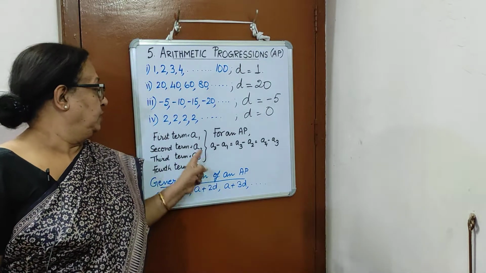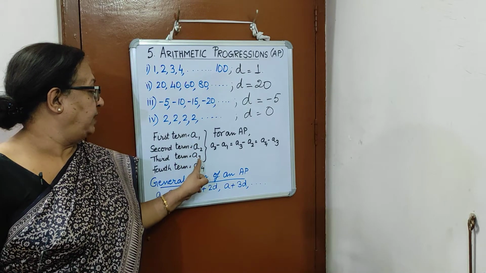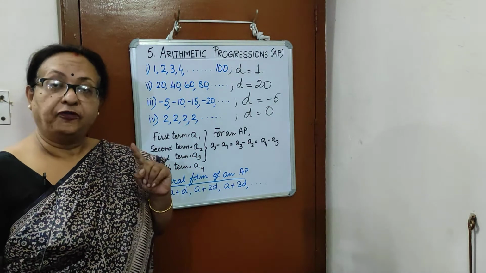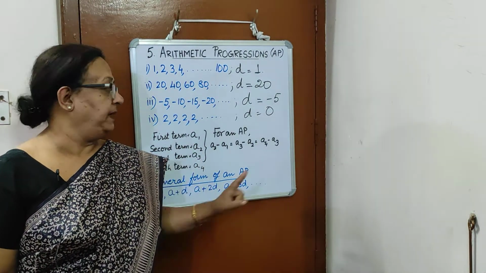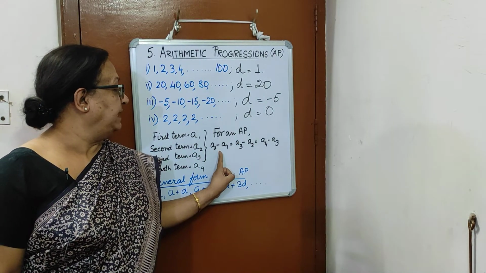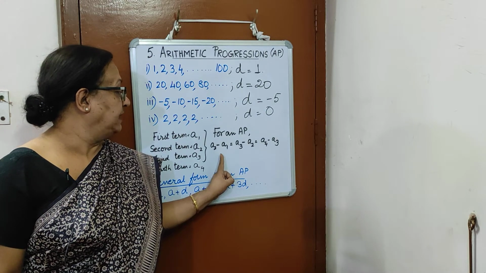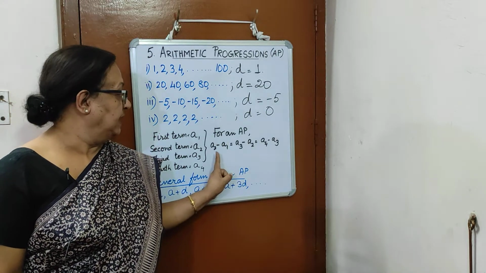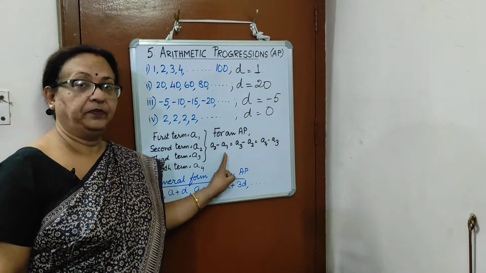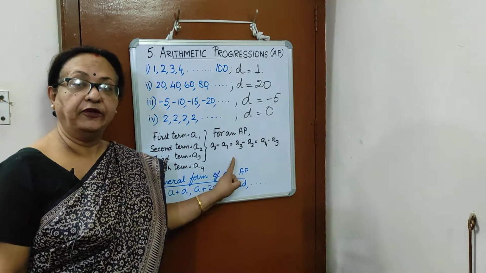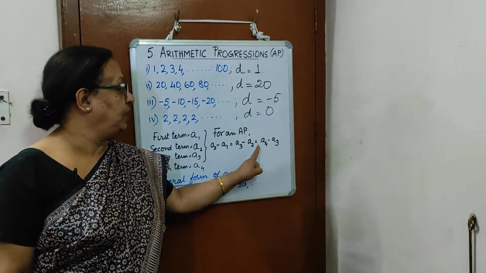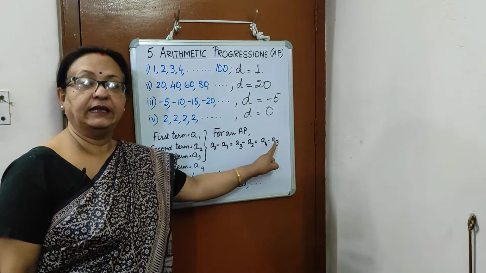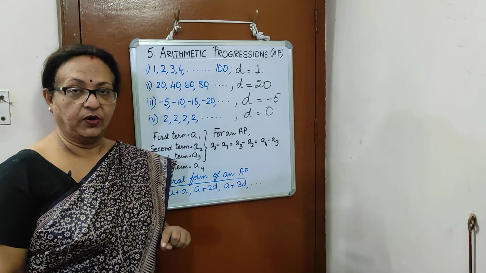Okay. So first term A1, A2, A3, A4. For an AP, that is, if a sequence is an AP, there A2 minus A1, that is the difference between the second and the first term, must be equal to the difference between the third and second term, must be equal to the difference between the fourth and third term, and so on.